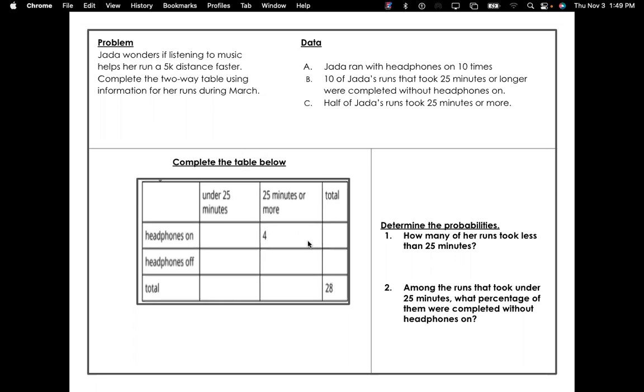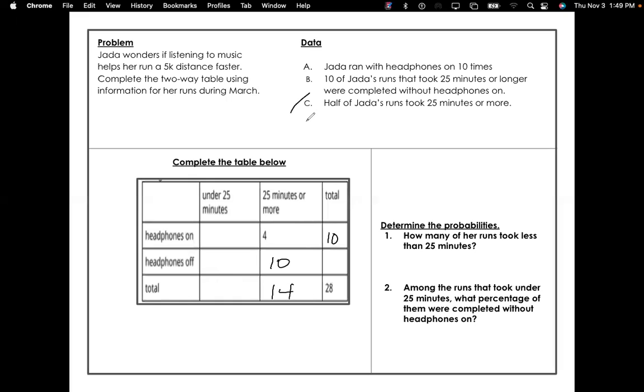I don't know what you're talking about. So Jada ran with her headphones on for 10 times. Okay, that's really weird. If this thing doesn't stay, no, it's not working. There we go. So where's that 10 times going to go? Headphones on 10 times. 10 of Jada's runs that took 25 minutes or longer were completed without headphones on. So without headphones 10 times. So how many is that going to be in total here?